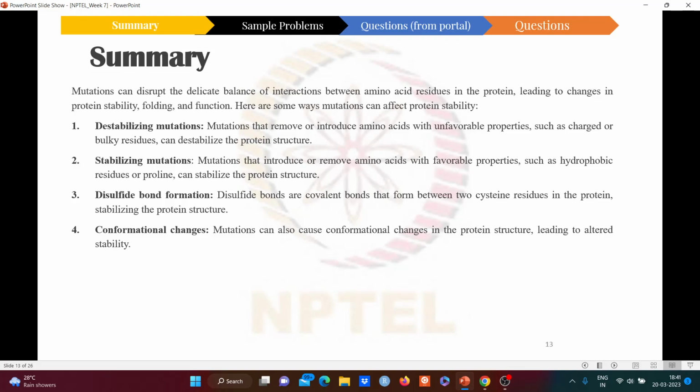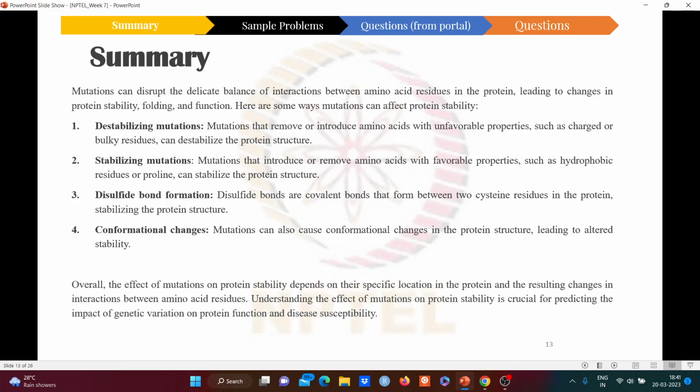Next are the conformational changes. Some mutations can also cause conformational changes in protein structure, leading to altered stability. For example, a point mutation in the p53 tumor suppressor protein can lead to conformational changes that disrupt the protein stability and lead to cancer.